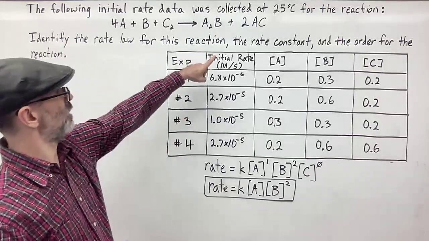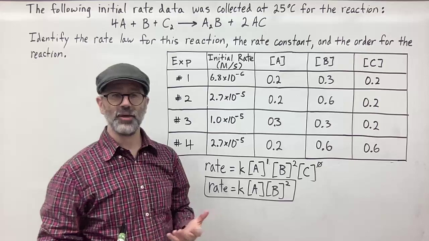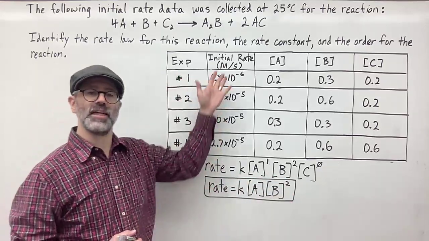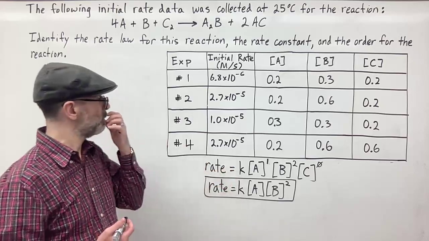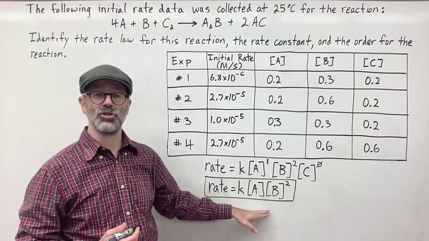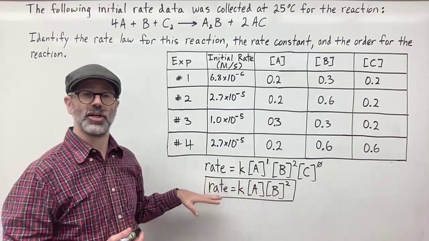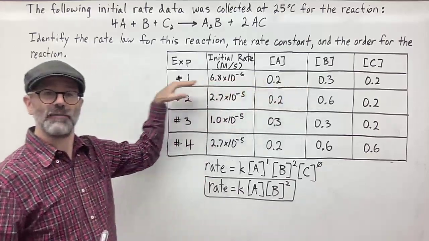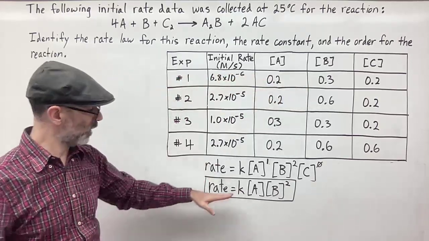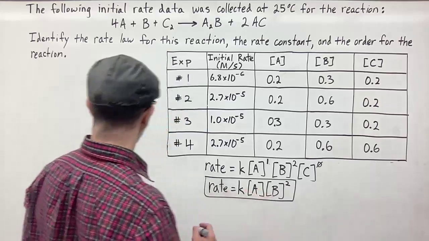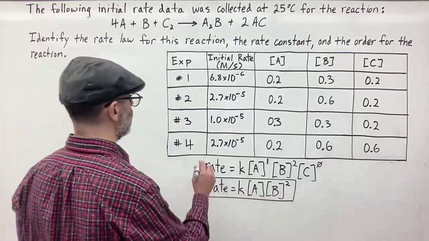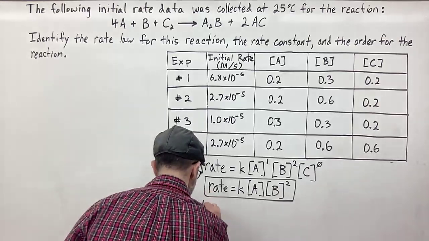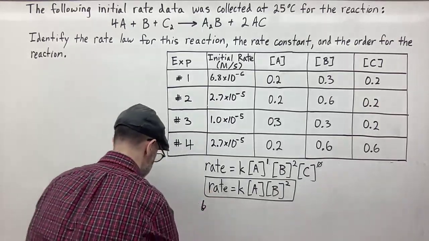Now, the second thing we need to find is the rate constant. To find the rate constant, now that we have the rate law, all we need to do is take any of these experimental data points and plug it into our rate law equation and solve for K. So let's go ahead and just take the information for experiment 1 and we'll plug that into our rate law. And so that's going to give us the rate, which is 6.8 times 10 to the negative 6.